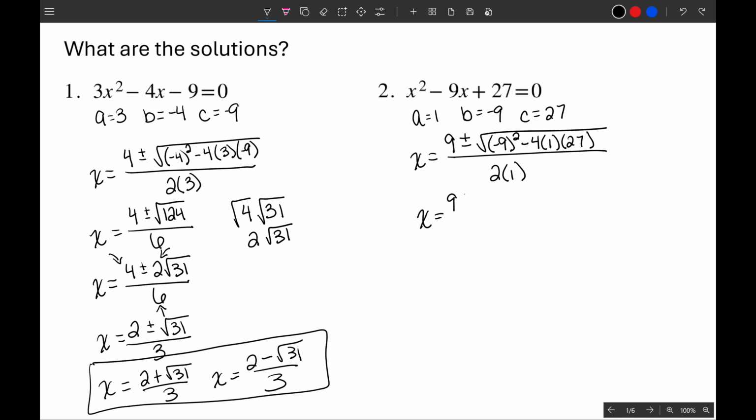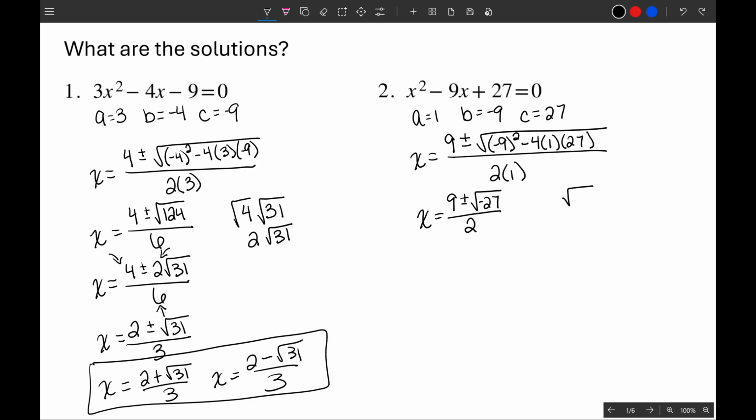So now I have 9 plus or minus the square root of. Now remember, you're just going to plug those numbers in without the square root. You get negative 27 all over 2 times 1, which is 2. Now I already know that because I'm square rooting a negative, I'm going to have an i.